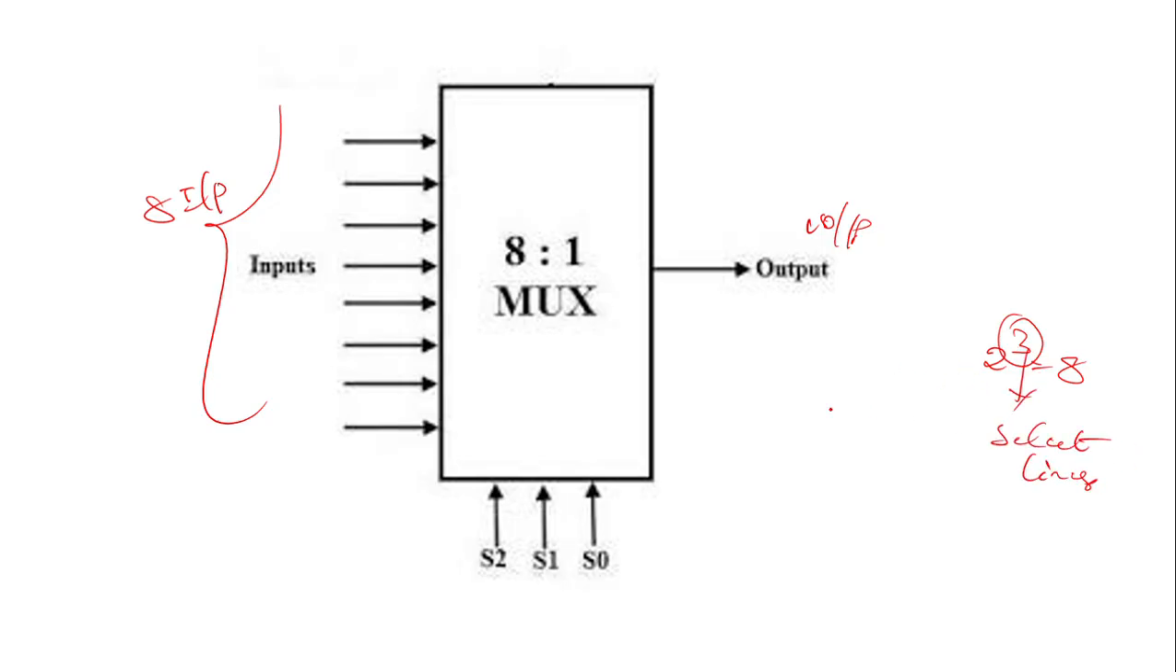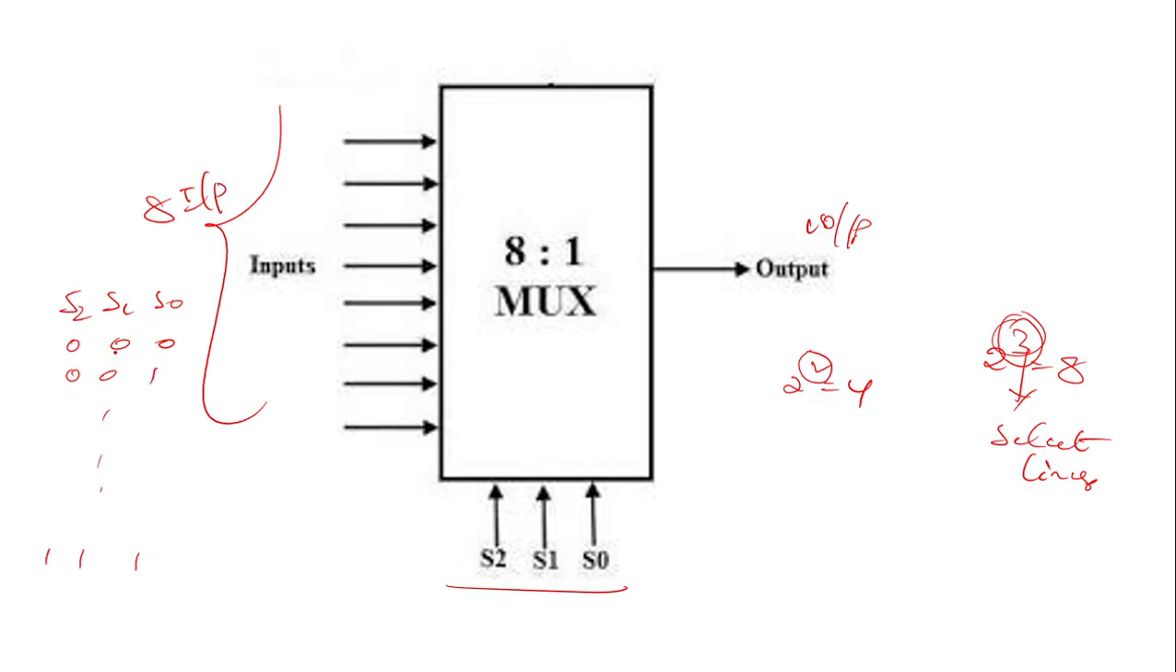For a 4x1 mux, 2 squared is equal to 4, so 2 select lines. Here it is an 8x1 mux, so it has 8 inputs and 1 output. 2 power 3 is 8, so 3 is our select lines. We can represent S0, S1, S2 as our select lines. By using these select lines you get 8 combinations: S2, S1, S0, 0 0 0, 0 0 1, and so on up to 1 1 1.